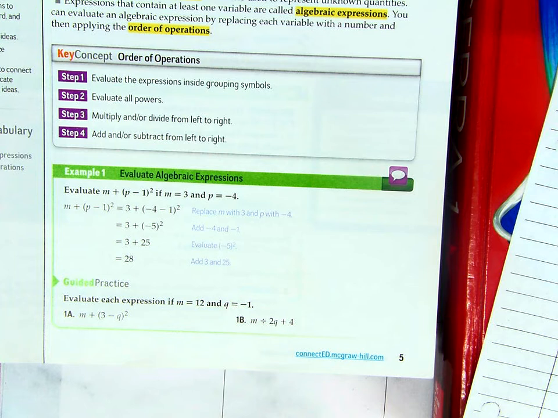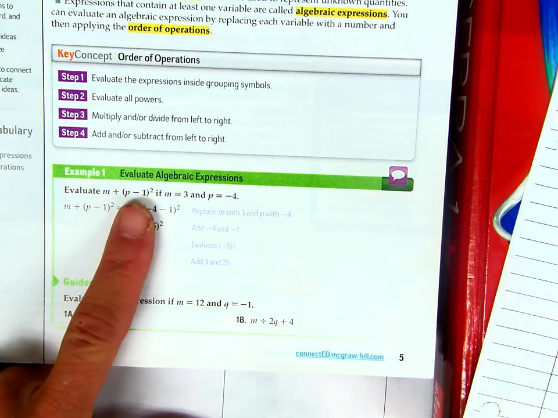How will you know when you've reached the end? Caitlin? When there's no more math to do. When there's absolutely no more math to do, then you know that you've reached the end.